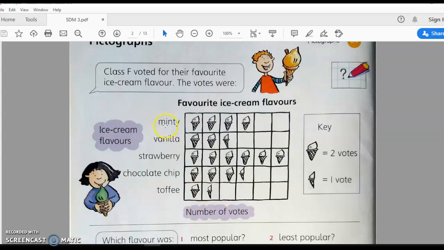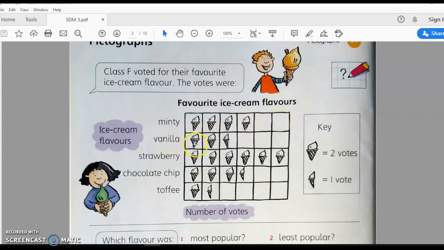Now, let's start with the minty. So the ice cream flavor minty has 1, 2, 3, 4 ice creams, okay? But if we remember correctly, 1 ice cream means 2 votes. So here we need to count in 2. So we have 2, 4, 6, 8. So in total, the minty had 8 votes, okay?